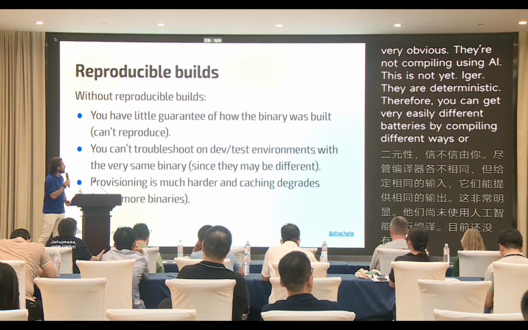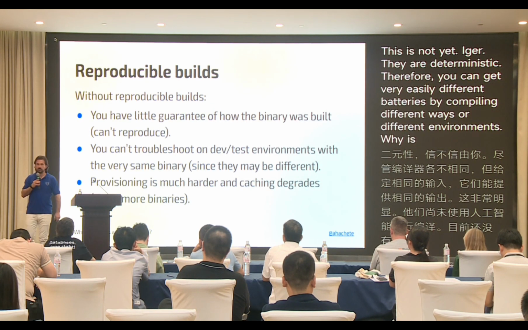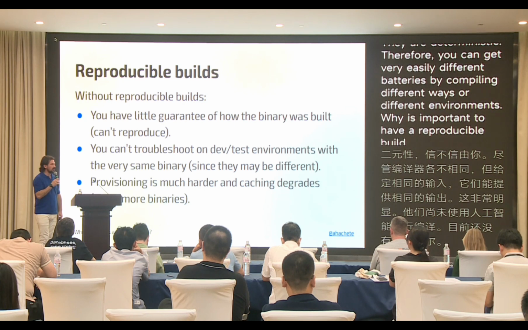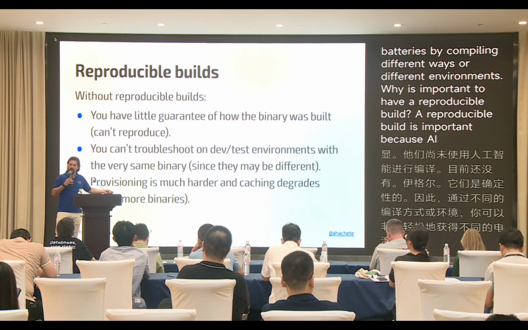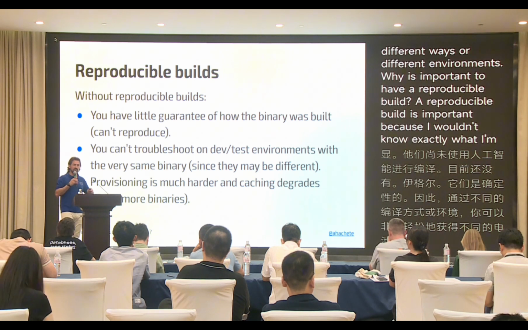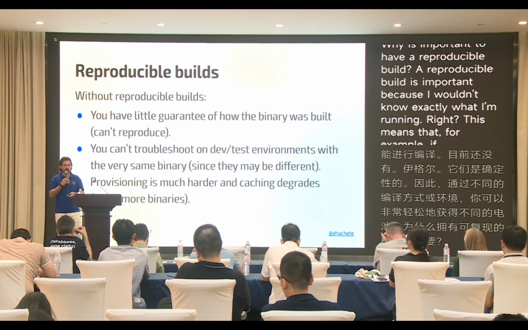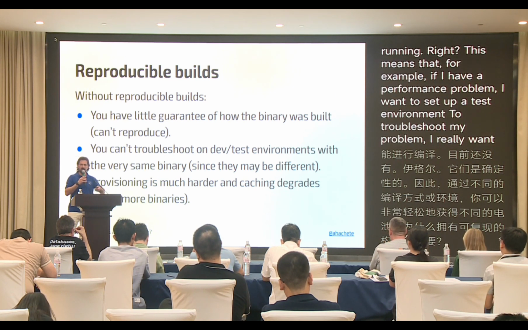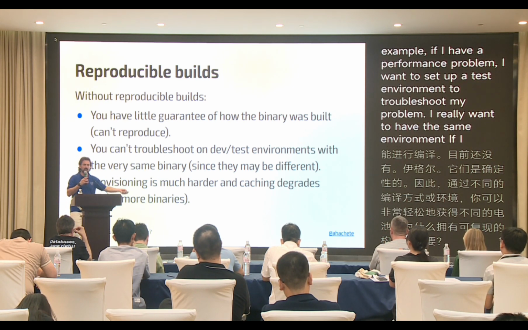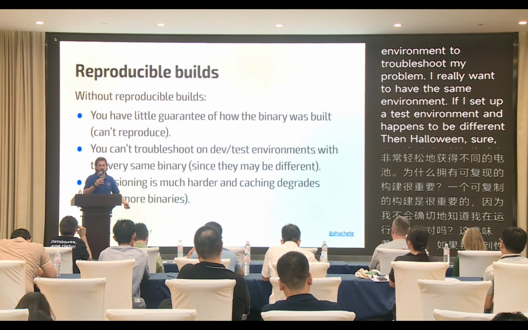So, why is it important to have a reproducible build? Well, a reproducible build is important because I want to know exactly what I'm running, right? This means that, for example, if I have a performance problem, I want to set up a test environment to troubleshoot my problem. I really want to have the same environment. If I set up a test environment and it happens to be different, then how will I ensure I'm fixing or properly troubleshooting my issue?